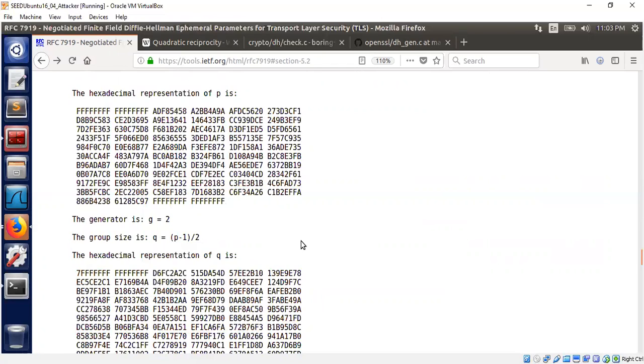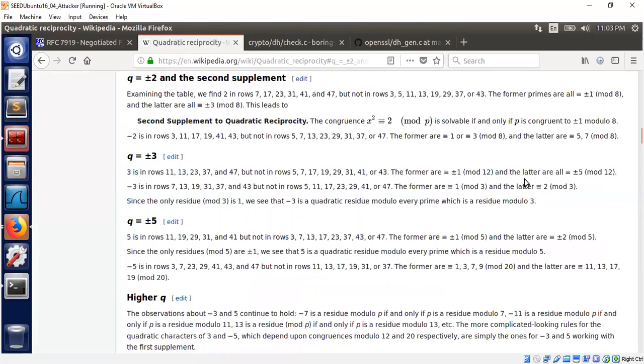What does it mean to use the theorem to check? If the theorem says P is congruent to plus or minus 1 mod 8, we can be sure that our 2 is a quadratic residue, right? Okay, let's check that. If 2 is a quadratic residue, it must be generating a subgroup of order Q. That's something we have been seeing for quite some time.